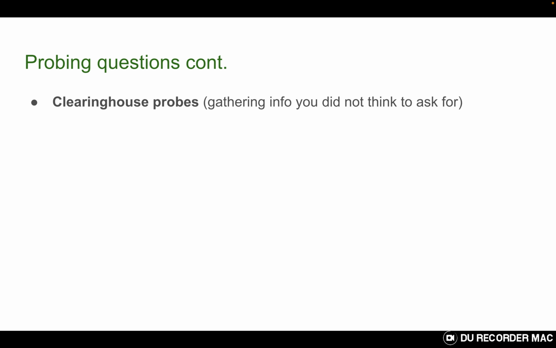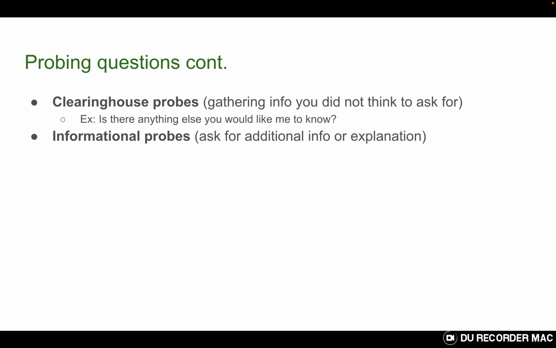The first one on the continued page is the clearinghouse probes. So this is where you gather any information that you did not think to ask for, and it typically comes at the very end of your interview. So an example, is there anything else you would like me to know? In an employment interview setting, this might be something like, is there anything else that you would like me to know about yourself? Or any topic that we didn't cover in this interview that you think is important. These are just meant kind of as a catch-all to gather any information that you didn't think about beforehand.